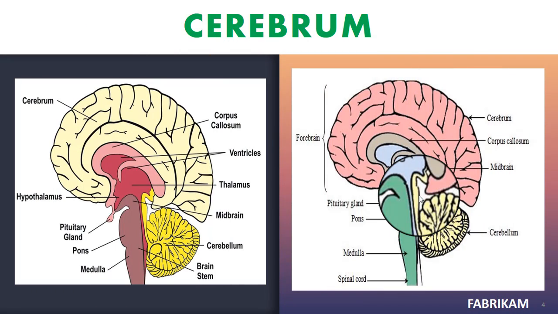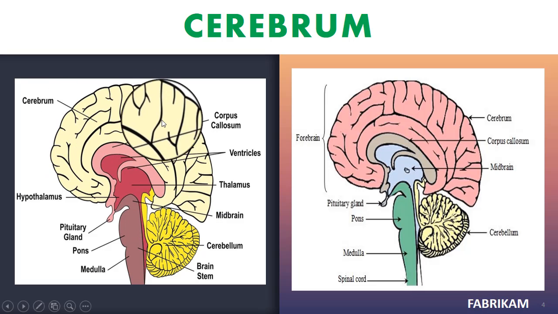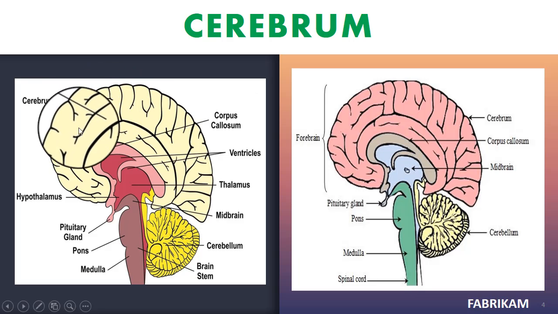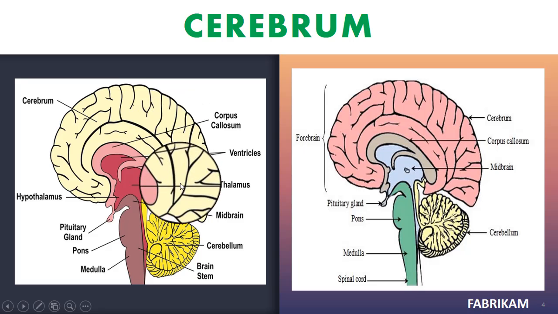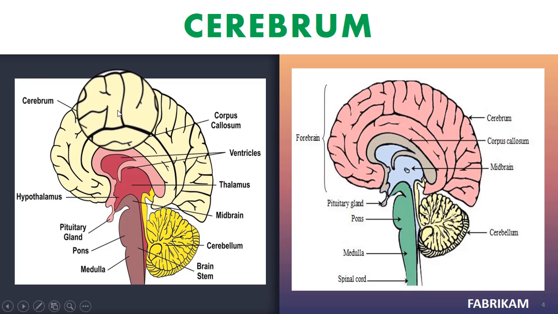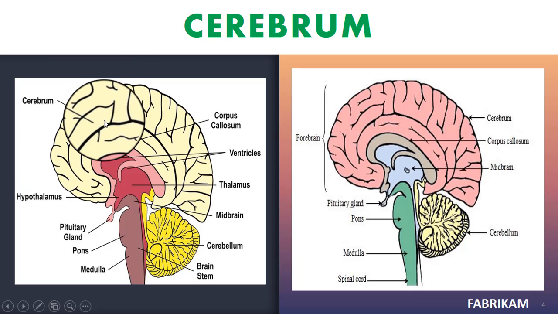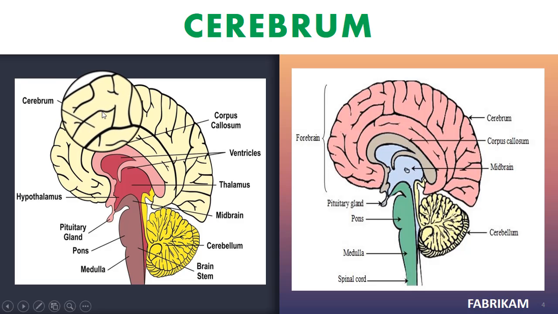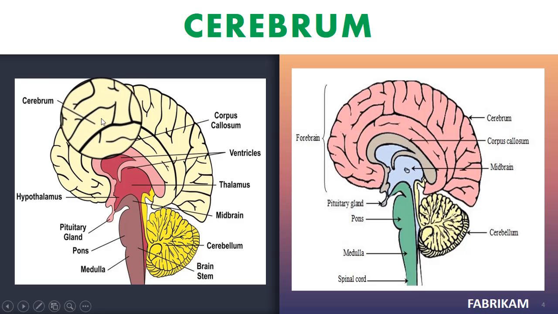The cerebrum is located within the bony cranium and it extends from the frontal bone anteriorly to the occipital bone posteriorly. Within the skull, the cerebrum fills the anterior and the middle cranial fossae and is located above the tentorium cerebelli. So this is the exact anatomical location of the cerebrum in the human brain, in the human body.